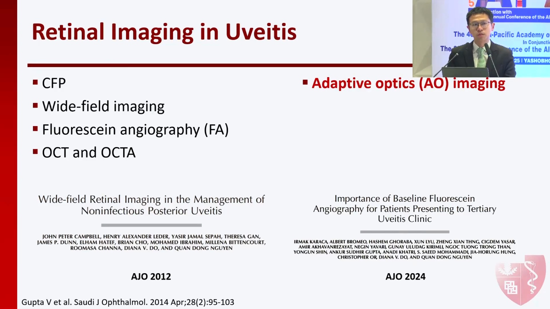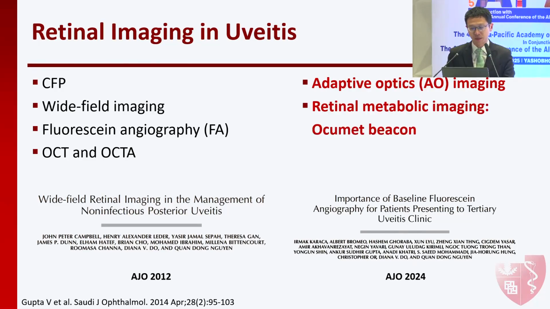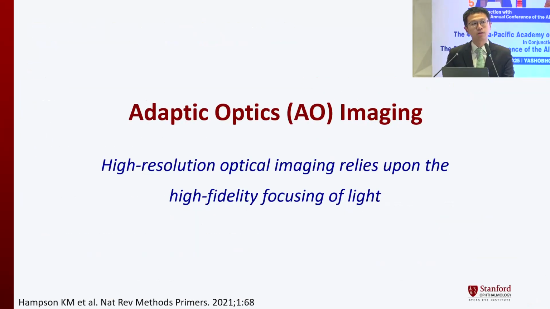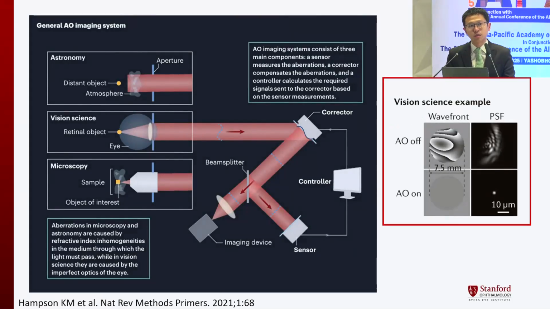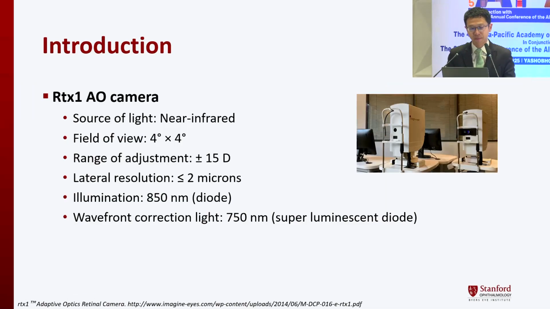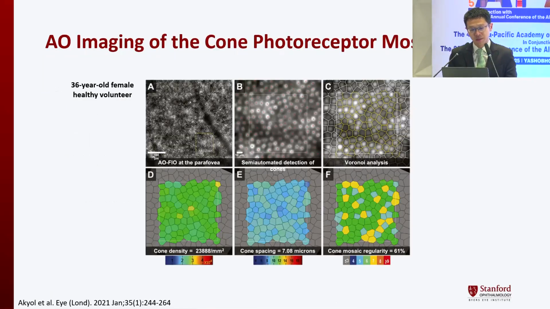Today, I would like to focus more on adaptive optics, AO imaging, and also the retinal metabolic imaging, also known as OcuMet Beacon. First, let's take a look at adaptive optics imaging. This is a high-fidelity focusing system that has been widely used in astronomy and vision science. It is used to correct the high-order aberrations of imperfect optic systems. As you can see on the right-hand side, the point spread function is normalized into a dot after the AO system is turned on. This is the look of the machines. Using this system, we are able to visualize the retina at cellular resolution.